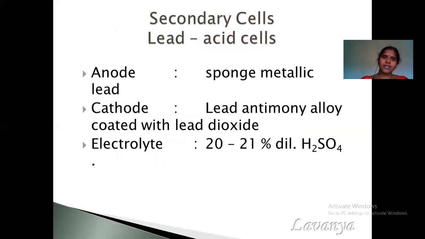Let's discuss the lead acid battery, in which the anode is lead, we take the anode as sponge metallic lead, and the cathode is lead antimony alloy coated with lead dioxide, and the electrolyte that we use in these batteries is 20 to 21% dilute sulfuric acid.